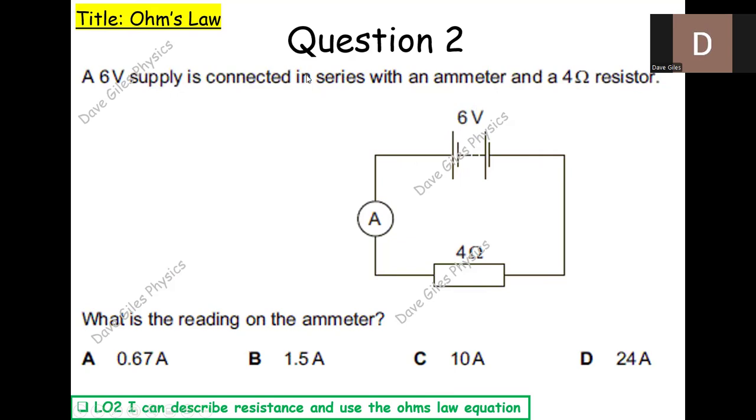A 6-volt supply is connected in series with an ammeter and a 4-ohm resistor. What is the reading on the ammeter? So here we're going to do V equals IR, so I is V over R, so it's 6 divided by 4, which is 1.5 amps.